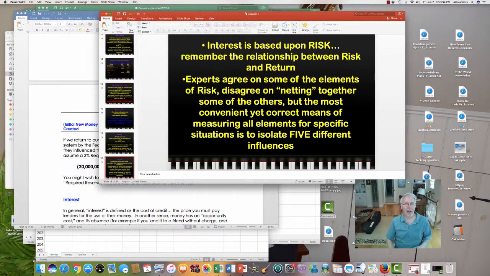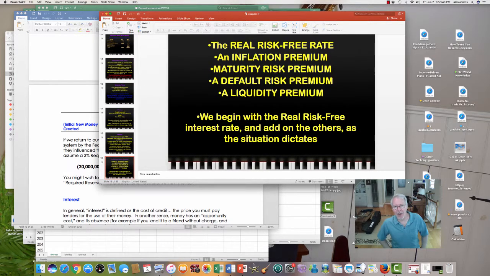Okay, so there are going to be 5 in this class. There will be 5 different influences. And as we look at instruments of different levels of risk, they will contain a couple or they will contain all of the elements that I will mention to you. Okay, these are the 5 elements. A basic level and then 4 layers of compensation to the lender or to the investor for that matter. You could be doing the lending or investing yourself. We're going to start with a real risk-free rate, an inflation premium, a maturity risk premium, a default risk premium, and a liquidity premium. Okay?